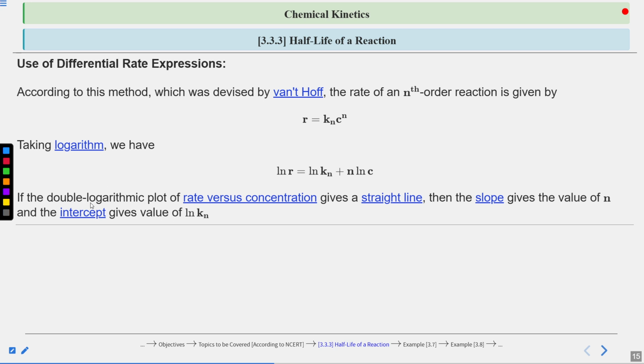So what we are saying is that if the double logarithmic plot of rate versus concentration gives a straight line, then the slope of that graph gives the value of n, that is the order, and the intercept on the y-axis gives the value of ln kn. So when you know this term and n, the ln C and ln R will remain. Straight line means you can get a slope which represents n, and the intercept on the y-axis represents the value of ln kn.